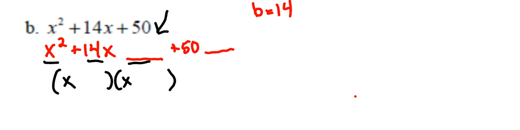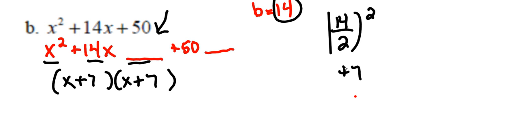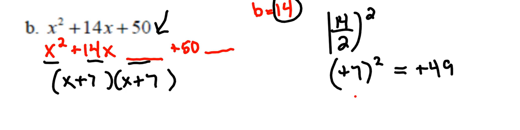Okay, so to figure out that value, first take your B term, cut it in half. When you cut it in half, you get a positive 7. Now guess what? That's the value that's going to go into here. So this is going to be plus 7 and plus 7. But we need to figure out what goes into the blank. What goes into the blank is you need to take that value and square it. When you square it, you get a positive 49. So into this blank, I'm going to put a positive 49.